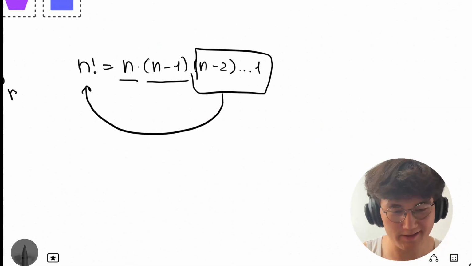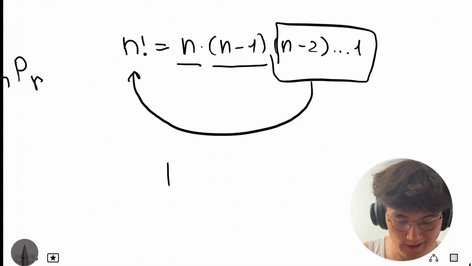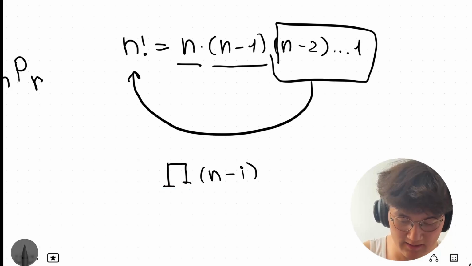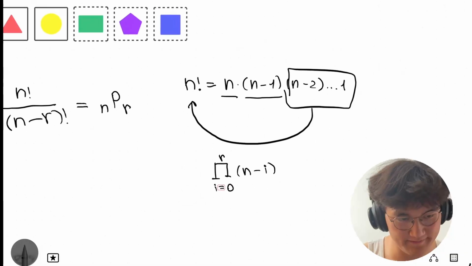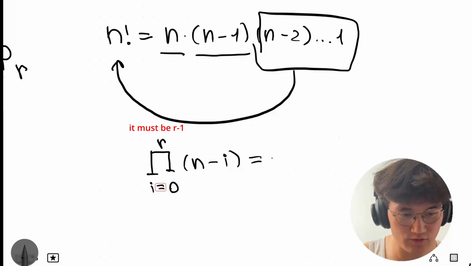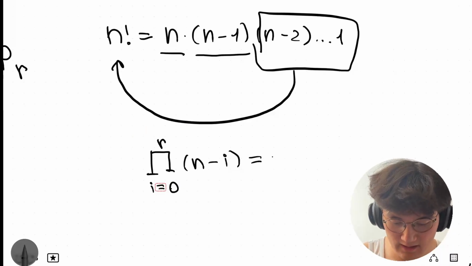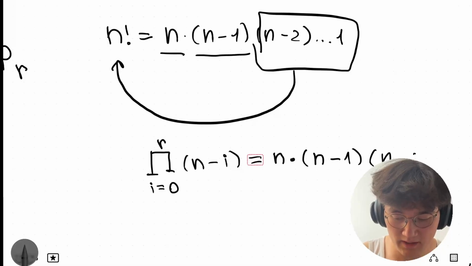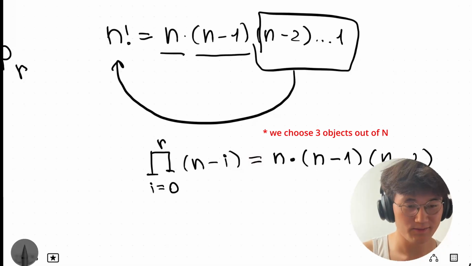So we can rewrite this formula as the multiplication of n minus i, where i goes from 0 until r. So it actually means the same thing. For example, let's say that we want to choose 2 objects out of n. So first i is 0, so it's going to be n, multiplied by n minus 1. That's all. Let's move on.